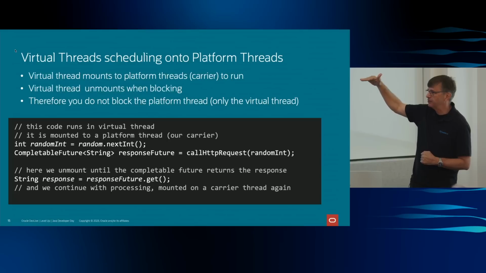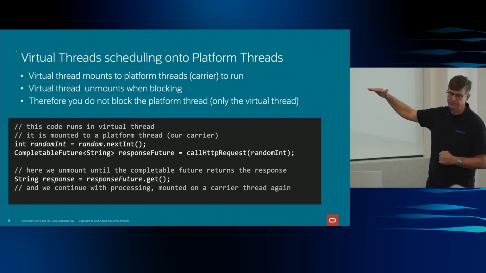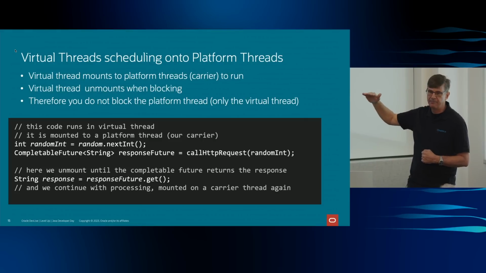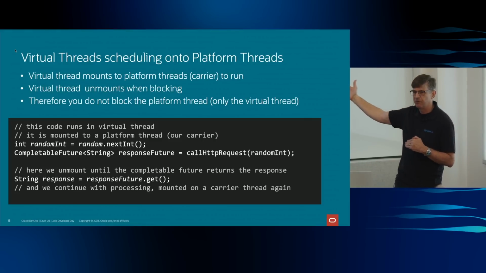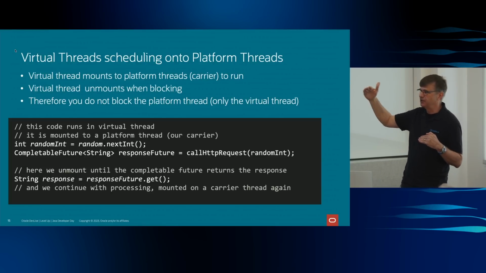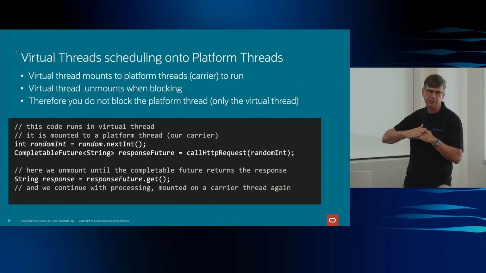And then once that blocking operation completes, the virtual thread is scheduled back onto a carrier thread and continues running. Okay? So I was pinned to and running on a platform thread. As soon as my virtual thread performs a blocking operation, I am unmounted from the platform thread, freeing up that platform thread. Once the blocking operation completes, the virtual thread is remounted onto a platform thread and can continue execution. Okay?